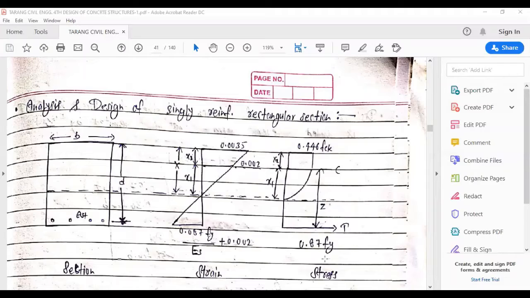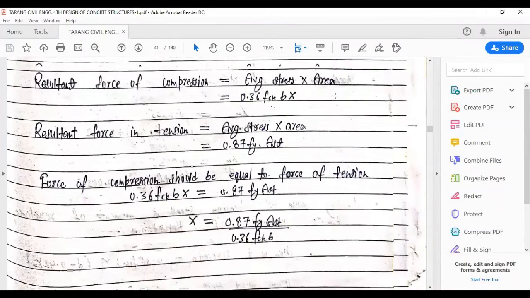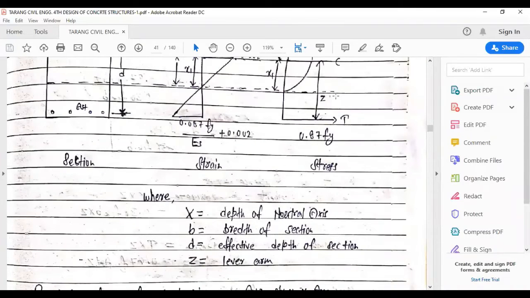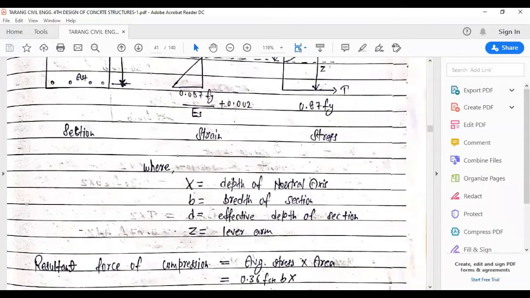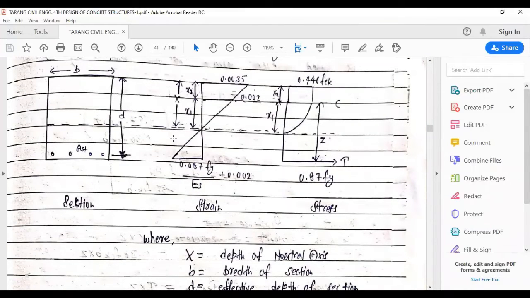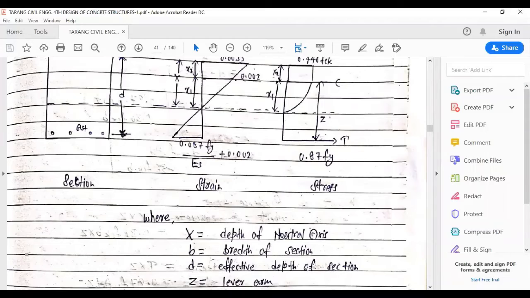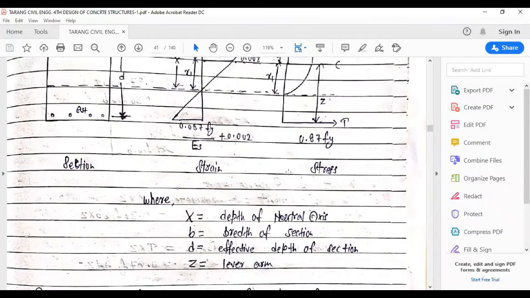And for the stress profile, it is 0.87 Fy here. Tension acts this way and compression acts this way. This is Z, that is lever arm, and this is 0.446 FCK. Where x is the depth of neutral axis, this much, B is the breadth of section, d is the effective depth of section, and Z is the lever arm, as we discussed.